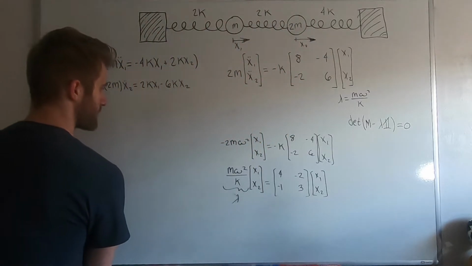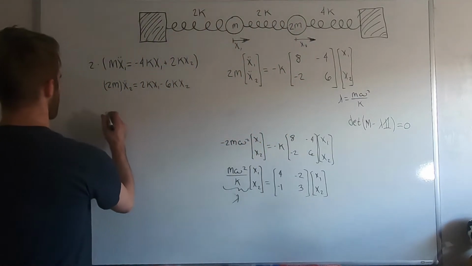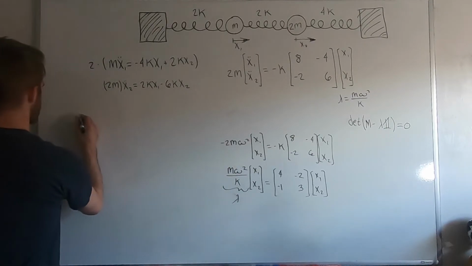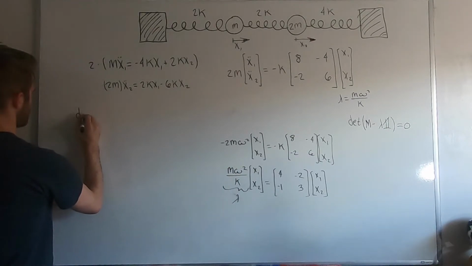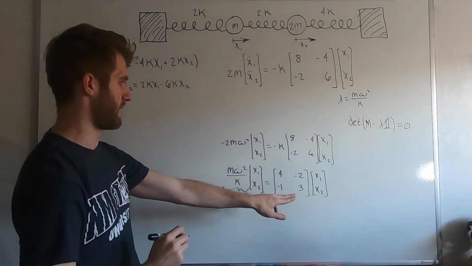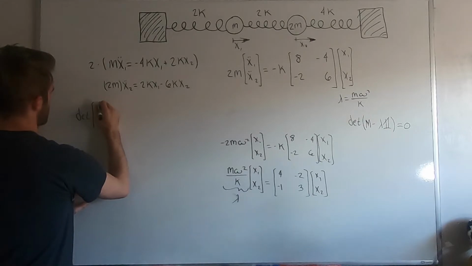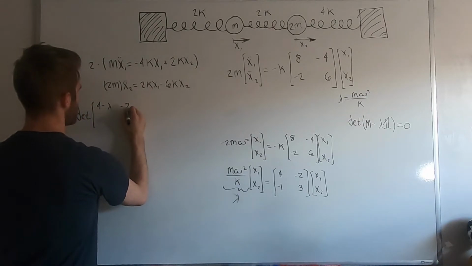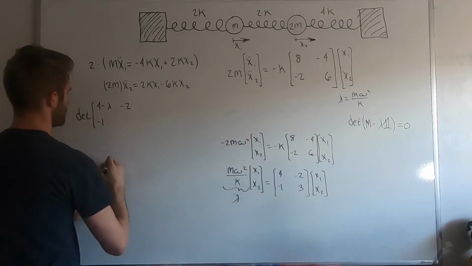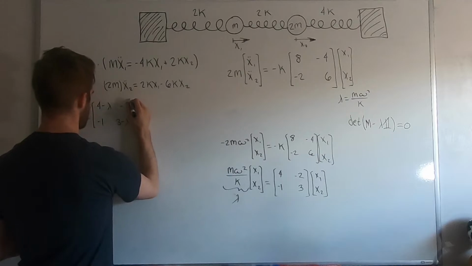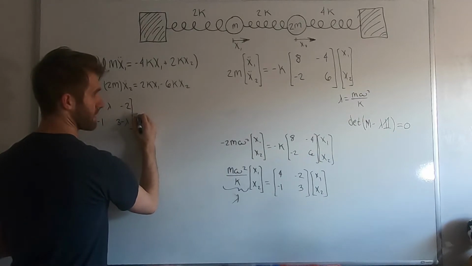So basically, when I subtract this out, we're going to have the determinant: 4 minus lambda, negative 2, negative 1, and 3 minus lambda, and that is going to be equal to 0.